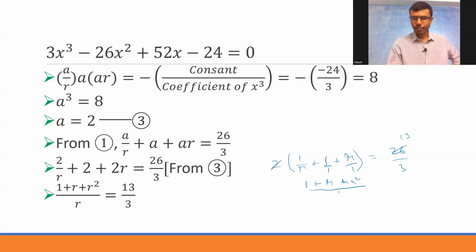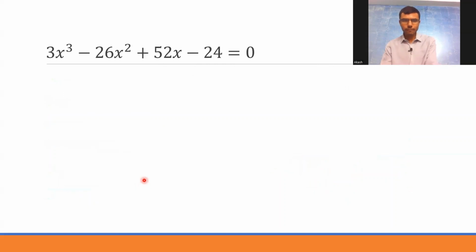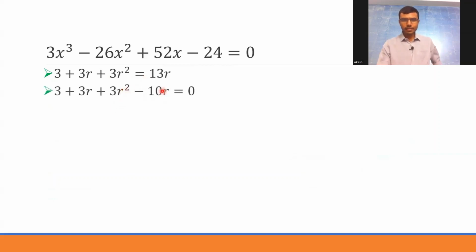Sorry for the bad handwriting, by r is equal to 13 by 3. That's how I got this step, which you are seeing. Now next, do cross multiplication, like 3 into this equal to 13 into r. So basically I'll get 3 plus 3r plus 3r square is equal to 13r. Next, bring this 13r here.